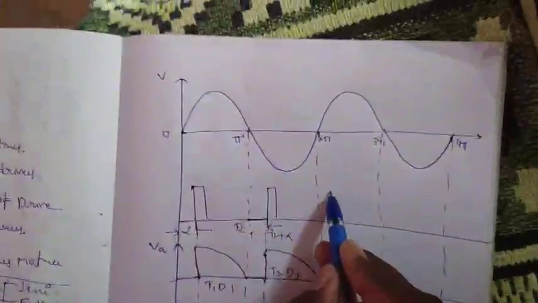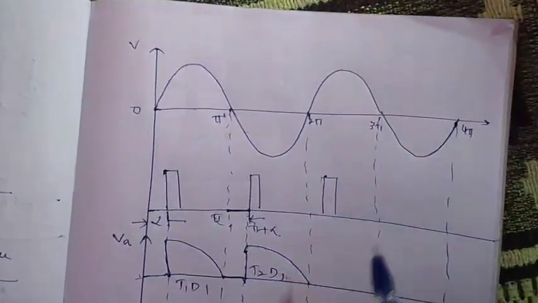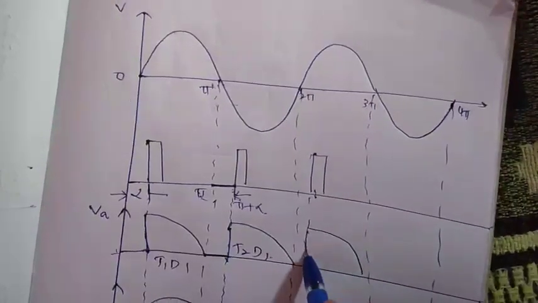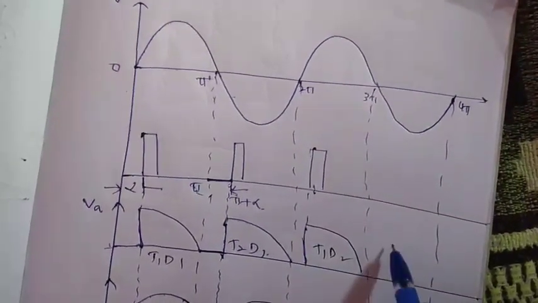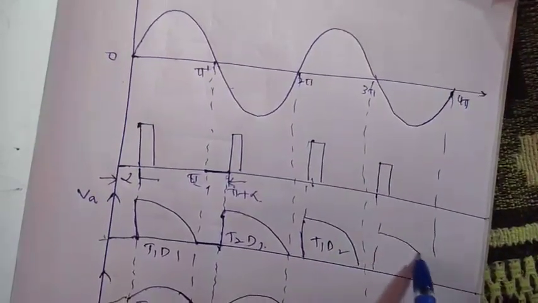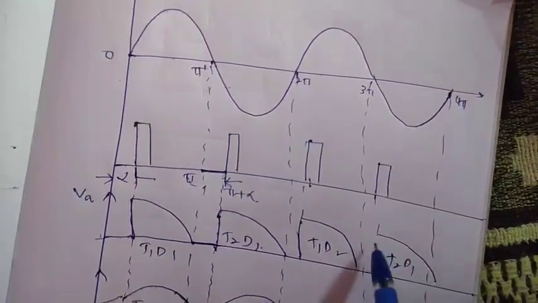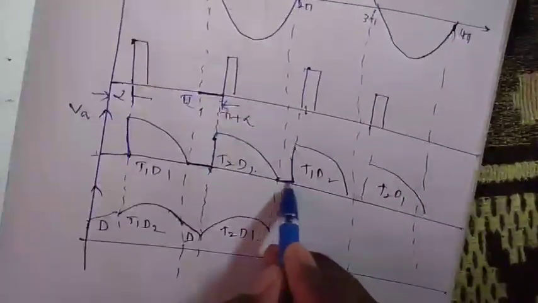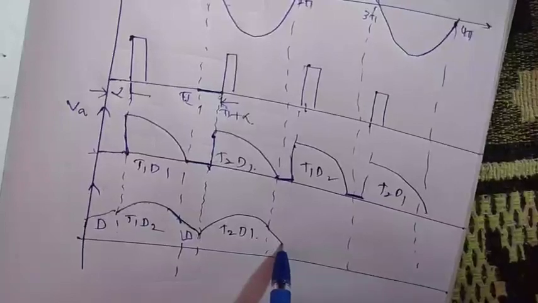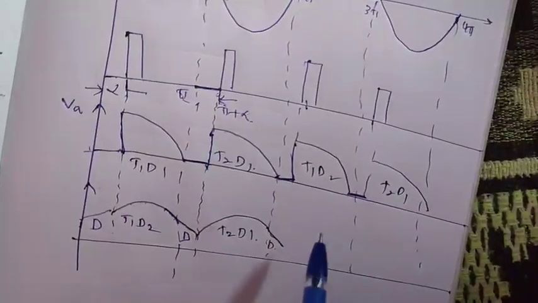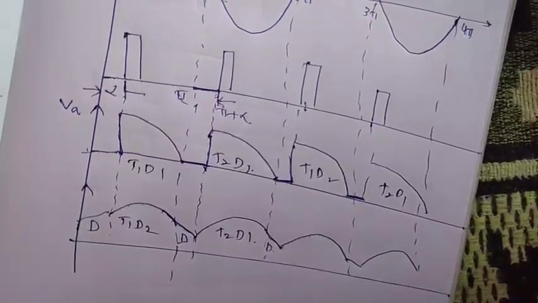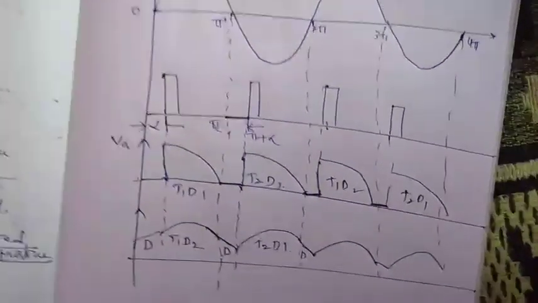So again I can turn on this value at the firing angle, and the voltage is present across T1 and D2. Given a firing angle, that is the voltage presence through T2 and D1. During this period the voltage values are 0, but current is there, and that current can flow through a freewheeling diode. Like that, this is the operation of the semi-converter drive.